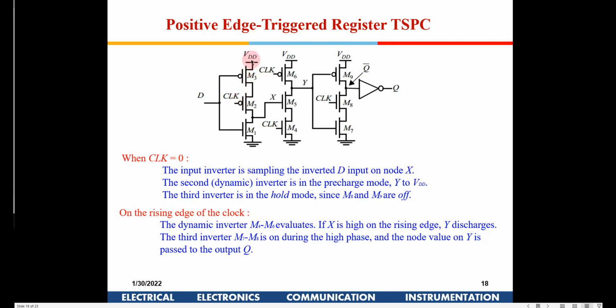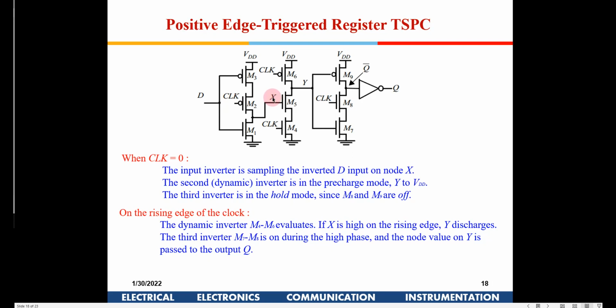low here, the data is sampled and available at X, right? So when the clock is 0, what happens? This is a slight variation of the TSPC. When the clock is low, there is a certain additional advantage here, we'll see that. So when the clock is low, this M2 is switched on. This is a PMOS, so this acts like an inverter. So whatever is D, the inverse of that is available at node X.